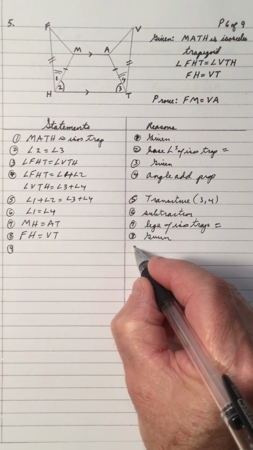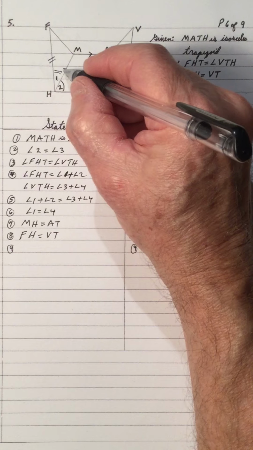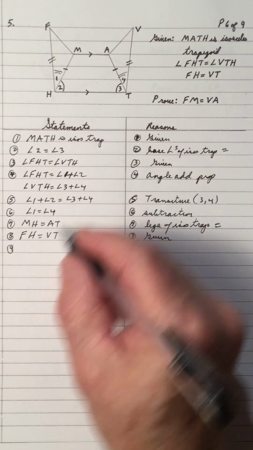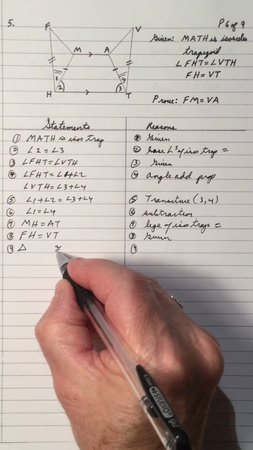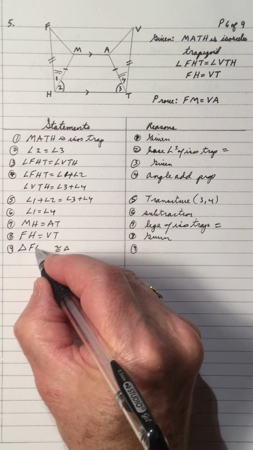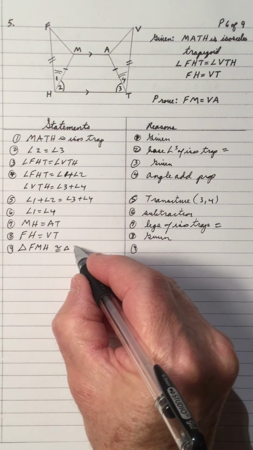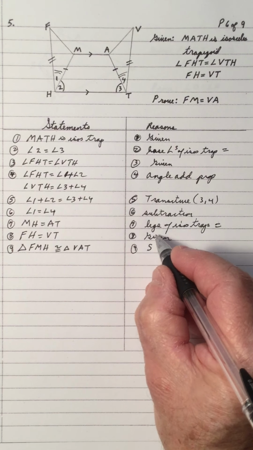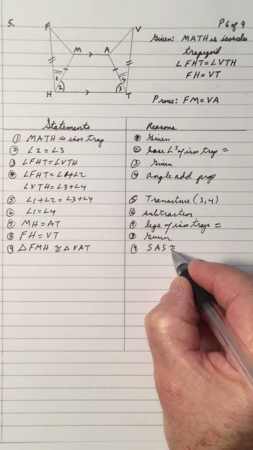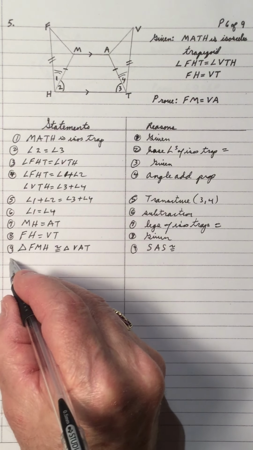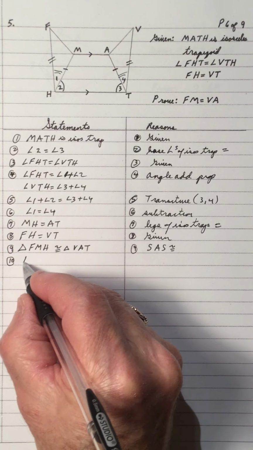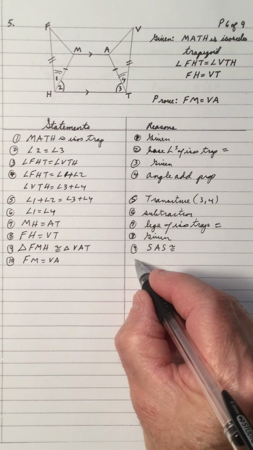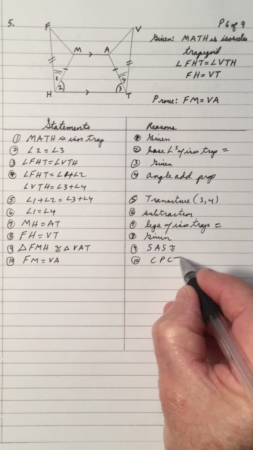So you notice that this triangle is congruent to this one, SAS, side, angle, side. So the triangles are congruent. Triangles FMH is congruent to VAT by SAS congruency. And hence we have FM is equal to VA by CPCTC.